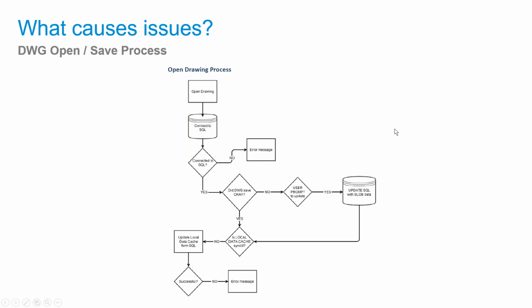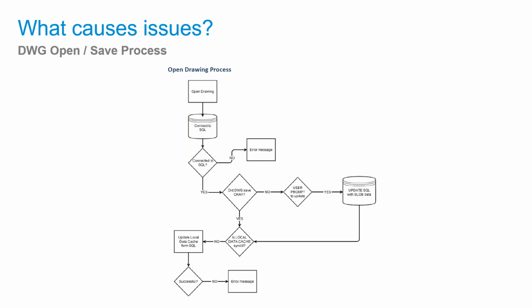What it's doing, you open a drawing. It's checking your connection to SQL Server. If you're connected, it's going to go on and say, okay. If it doesn't have a connection to SQL, you're going to get a message saying, hey, this project can't be opened. And then as you go through, it's going to check and see if the drawing was saved properly. If it wasn't, it'll prompt you.